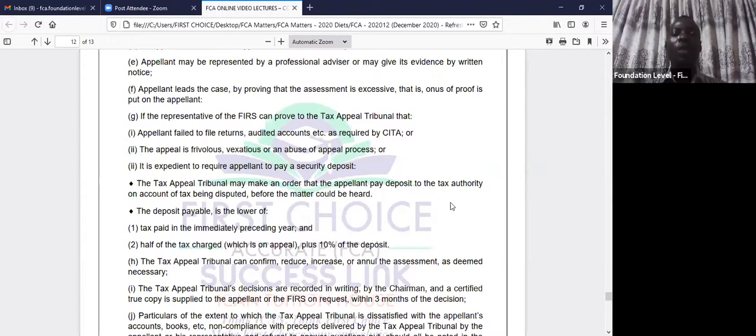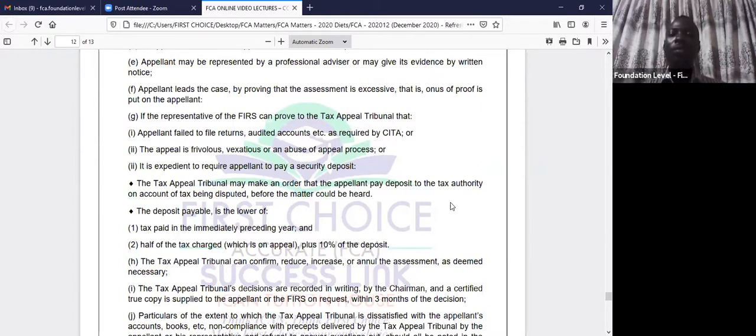Now, if the representative of the taxpayer or even the taxpayer himself appears before the tax appeal tribunal, I forgot to tell you, the tax appeal tribunal, as we said, is not a court, and so you don't need anybody to represent you as a lawyer. You can represent yourself, if you can do that. If you cannot represent yourself, somebody in your office could represent you. Could it be your financial controller, your tax consultant could even represent you? It could also be a chartered accountant or a lawyer.